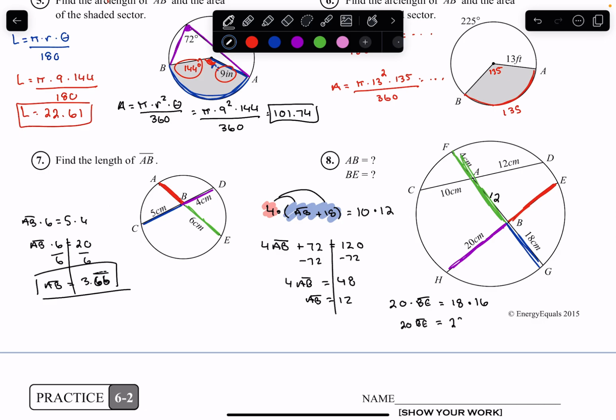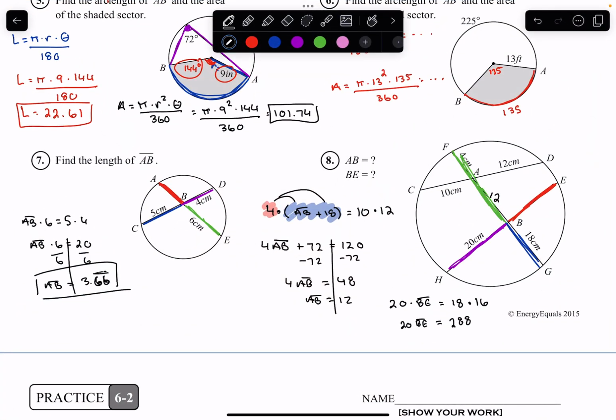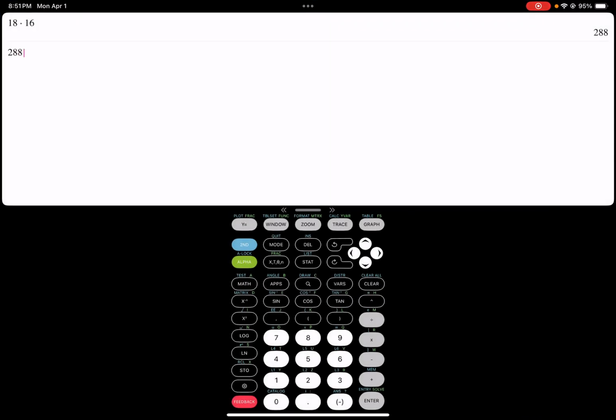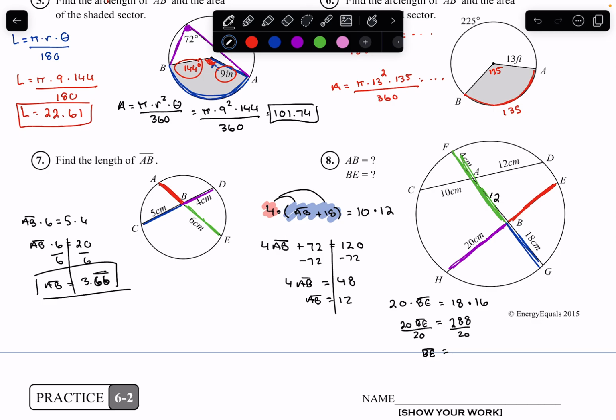So I get 20 BE is equal to 18 times 16, which is going to be what? 288. We better double check. 18 times 16, 288. All right, we're good. So 20BE equals 288. Divide by 20. BE is going to equal 288 divided by 20, assuming I did algebra correct. 288 divided by 20 equals 14.4. So BE, this right here, is 14.4. It's not quite a perfect number, but I can live with 14.4 there. It's a decent decimal, if nothing else.